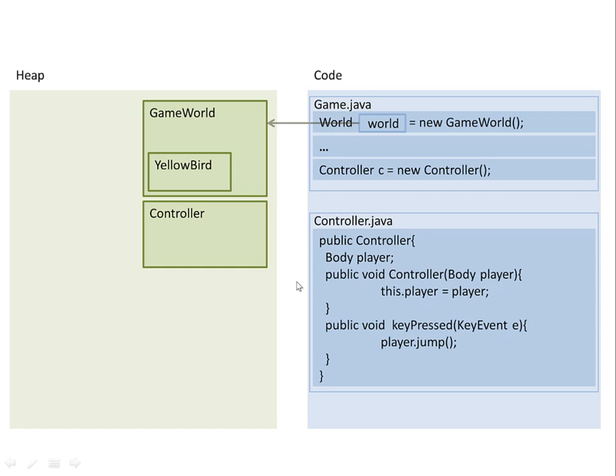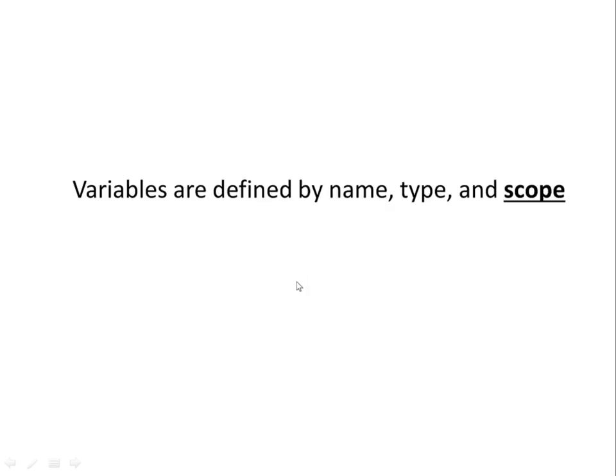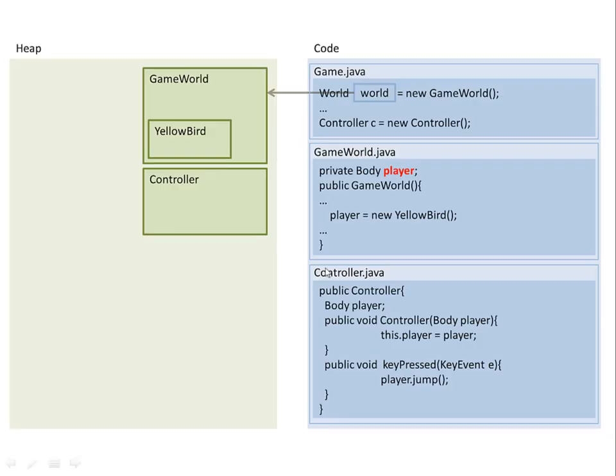Before we move further, I'll remind you that variables are defined by name, type, and scope. Yes, scope. So, notice that our code now has 1, 2, 3 fields or variables called player, and they're all different. This is the player field that exists in game world, this is the player field that exists in controller, and this is the player parameter that only exists in the controller's constructor.